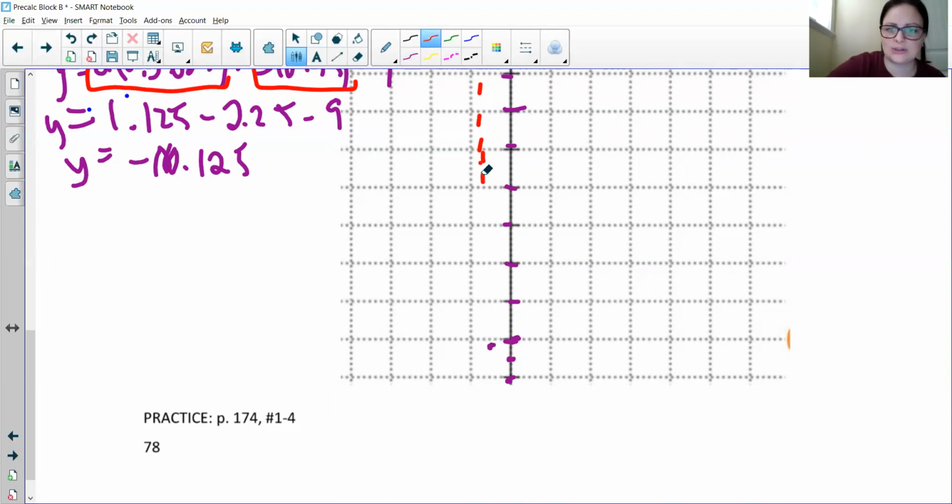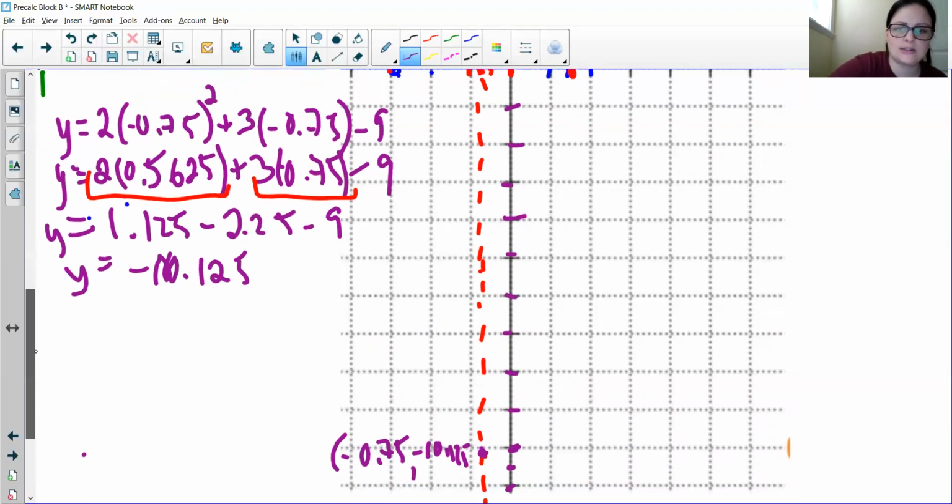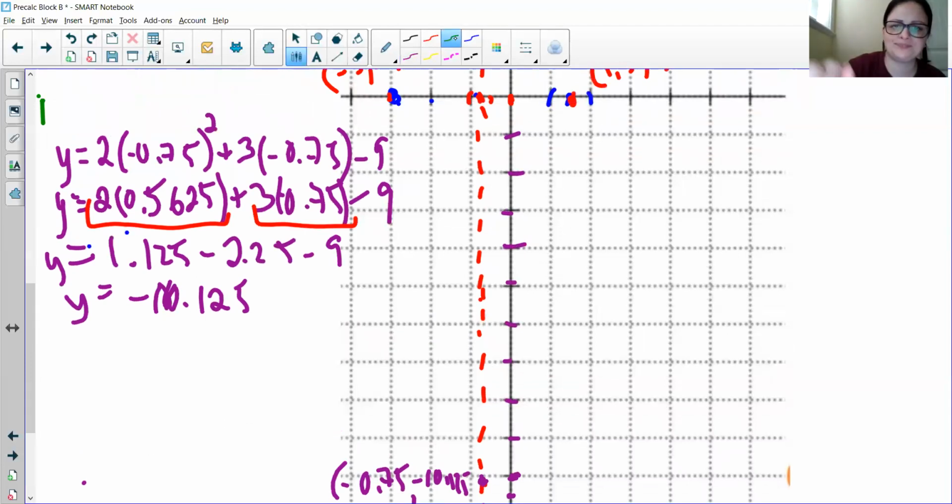So here's our axis of symmetry. I'm just going to extend it down further. I'm going to redraw my negative 10.125 as being really close to here. So here's my vertex, and that happens when x is negative 0.75 and y is negative 10.125. That's some terrible writing. I apologize. All right, so trying to get this all in the same shot. Now you get to sketch it.